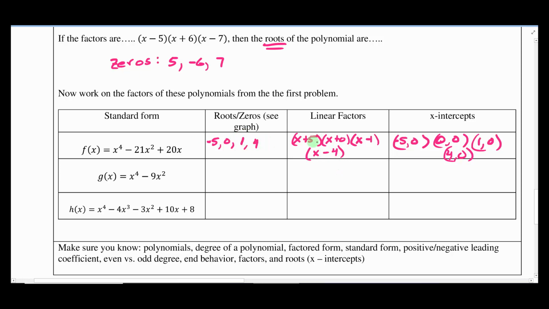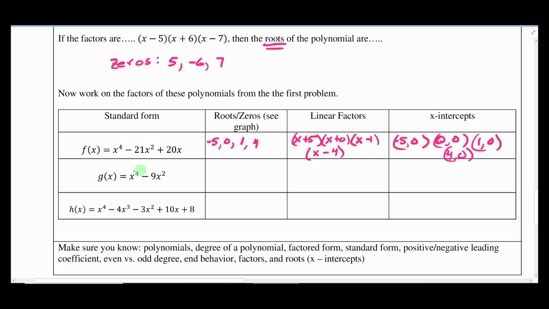Right? So you see the difference here, right? The roots are different from the x-intercepts in that the roots are not written as coordinates like the x-intercepts are. And then the relationship between the roots and the linear factors is that they are opposites, right? So if I have a -5, I'm going to get an x plus 5, so forth and so on. Right? So let's try another one.